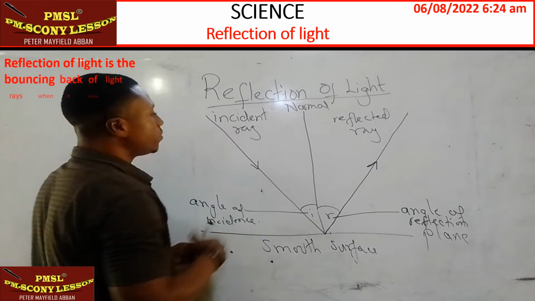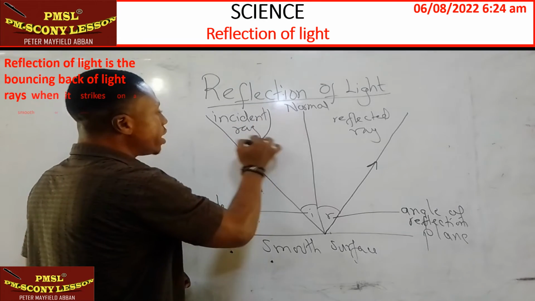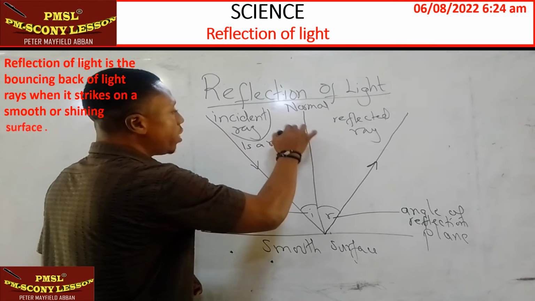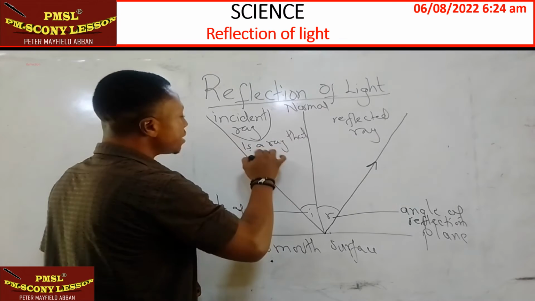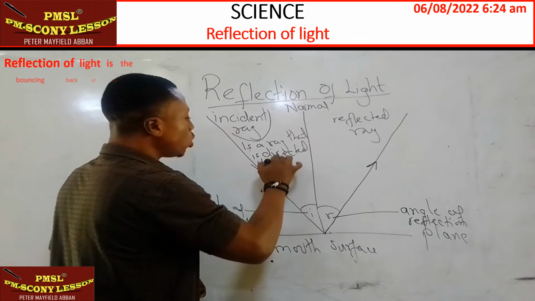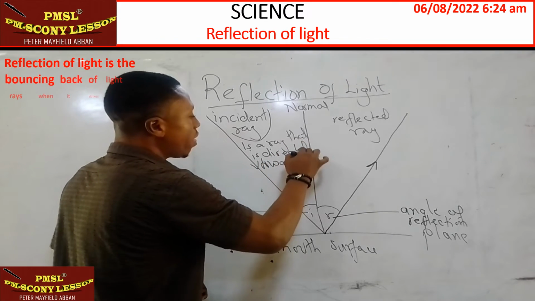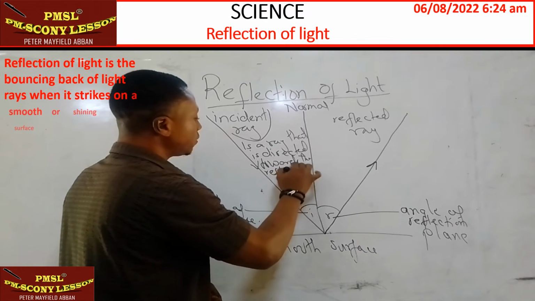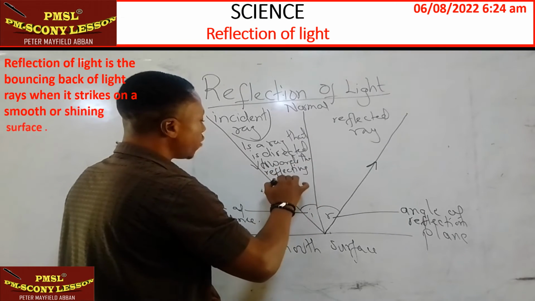The incident ray here is a ray that is directed towards the reflecting surface.